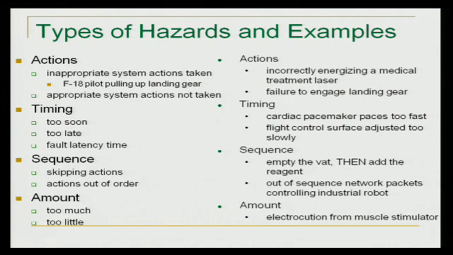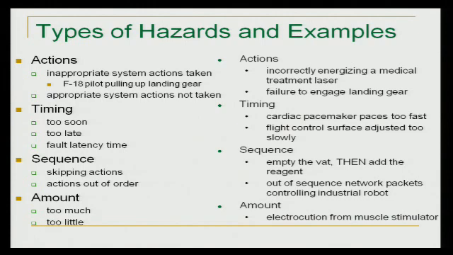Or inappropriate system actions, so that's an inappropriate action taken, or an appropriate action not taken. That's why you have pre-flight checklists with aircraft. Timing of something, too soon, too late, fault latency time, too much or too little. Different sequencing or skipping actions or actions out of order. Actually, this is the perfect example of a pre-flight checklist. Pilots get very confident after you fly 5,000 or 10,000 hours in the air. They tend to skip steps. That sometimes can cause problems.